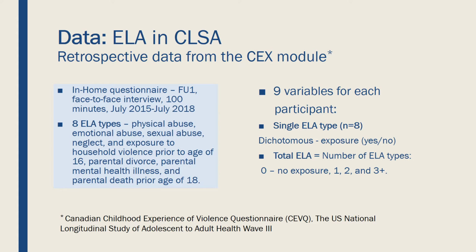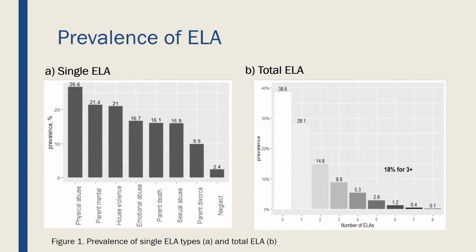We use 9 variables derived for each participant for exposure to ELA: 8 dichotomous variables for single ELA types, and a total ELA load computed as the number of ELA types reported by each participant. Now let's turn to our results.